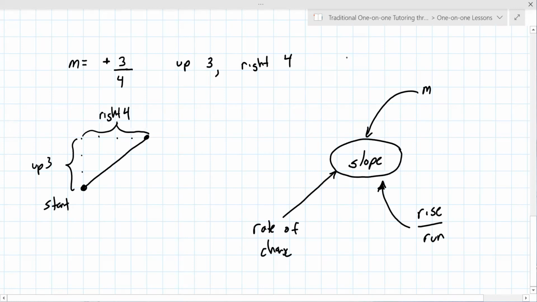Your teacher could say, what is the, and fill in the blank here, with a drop down. It could be m, it could be rise over run, it could be rate of change. These all mean the same thing. So if your instructor says, what is the slope? It's 3/4. What is the rate of change? It's 3/4. What is the rise over run? It's 3/4. Okay, that actually makes sense.